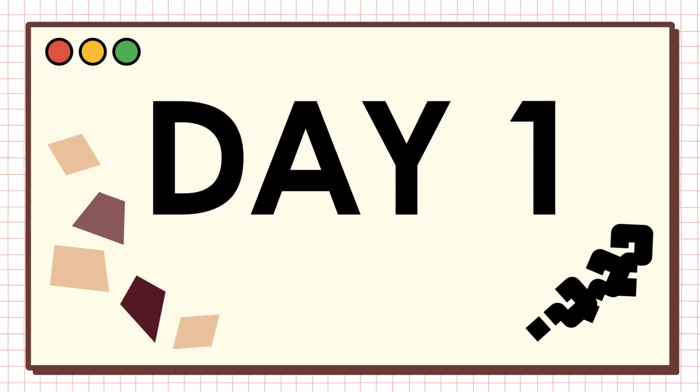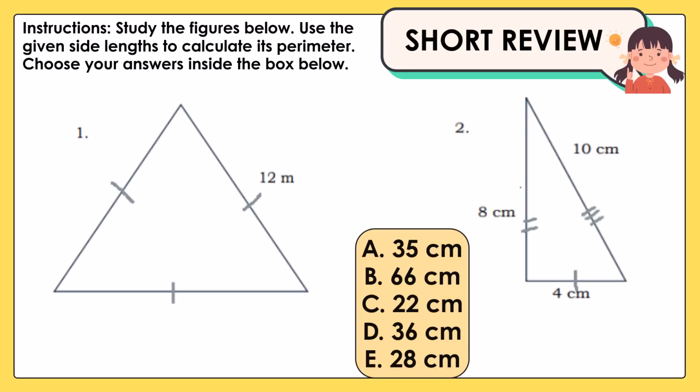Day 1. Let's have a short review. Instructions: study the figures below. Use the given side length to calculate its perimeter. Choose your answers inside the box below. Here are the choices. A. 35 centimeters. B. 66 centimeters. C. 22 centimeters. D. 36 centimeters. And E. 28 centimeters.